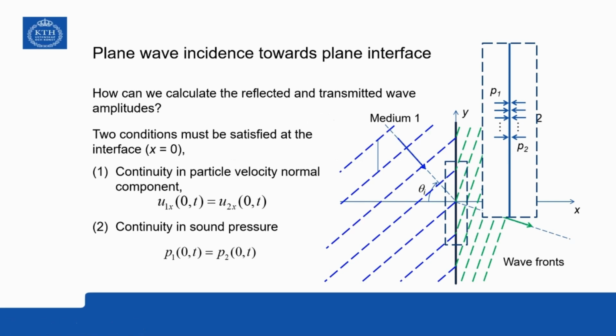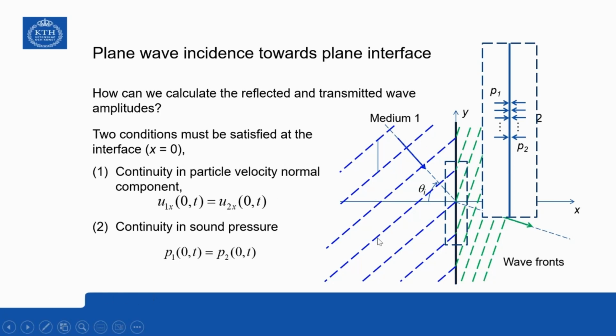So if you go here, if we consider this blue arrow here as the wave number, the y component here is k1y, and the x component here is the x component of this vector.